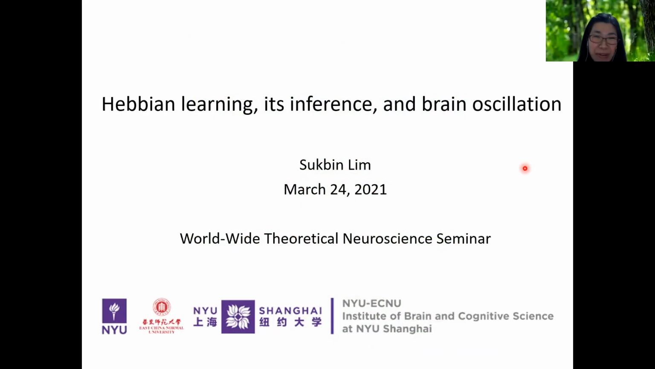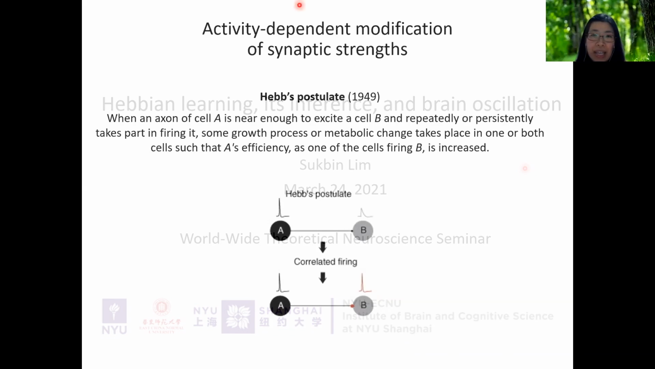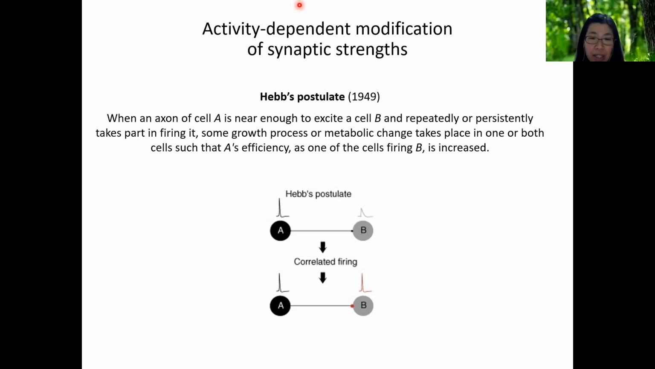Today, I will talk about Hebbian learning, how we can infer its form from cortical activity, and how such Hebbian learning can be related to brain oscillation. The activity-dependent modification of synaptic strengths has been suggested as one of the basic mechanisms of learning, and such an idea was postulated by Hebb.